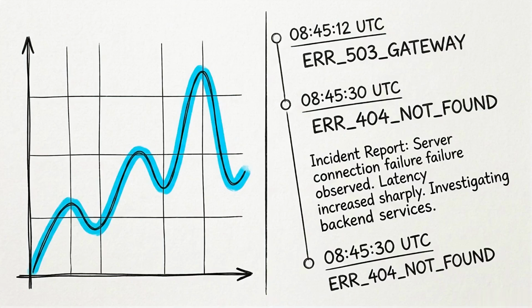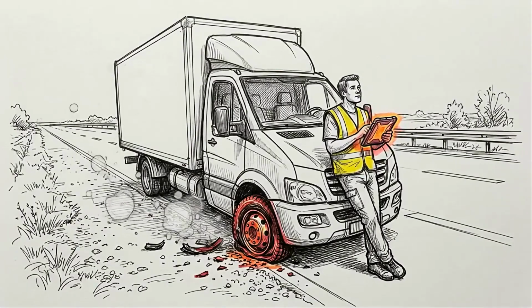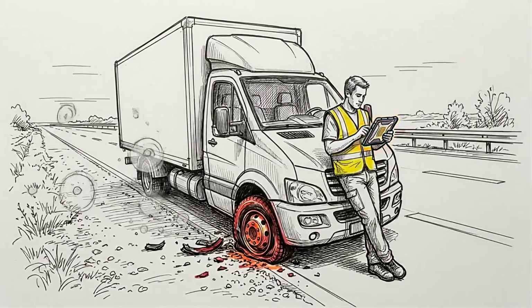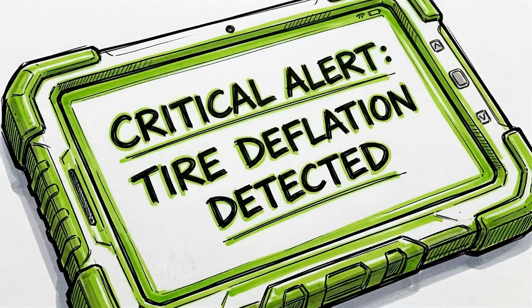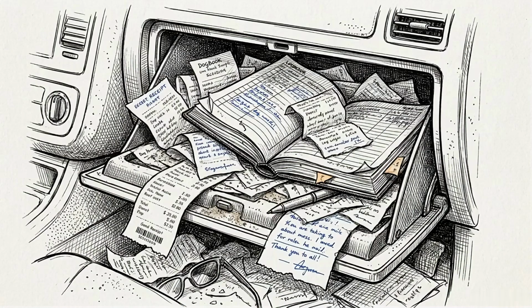If metrics are the broad numbers, logs are the detailed, text-based incident reports generated by individual components when something specific happens. Imagine one of your delivery trucks blows a tire. The driver pulls over and writes a specific, detailed note. At 2 p.m., the front left tire blew out on Interstate 95. That note is a log. The issue is scale. A global shipping network generates millions of these isolated notes simultaneously. If they stay scattered in the glove boxes of individual trucks, they are impossible to manage.